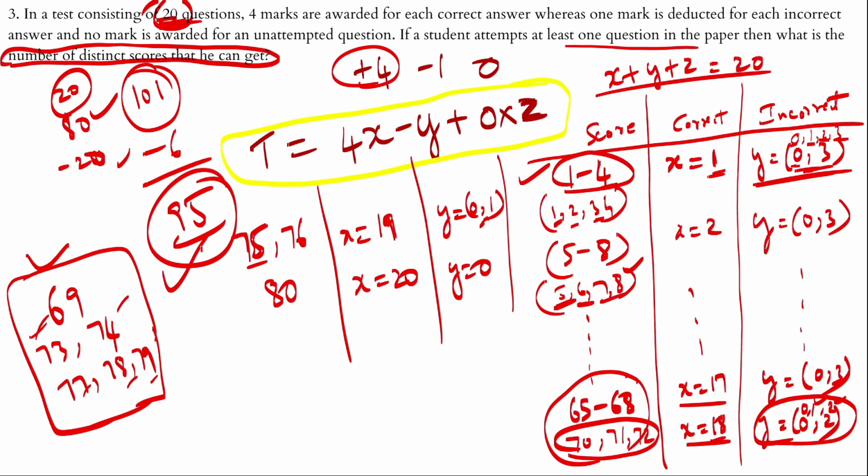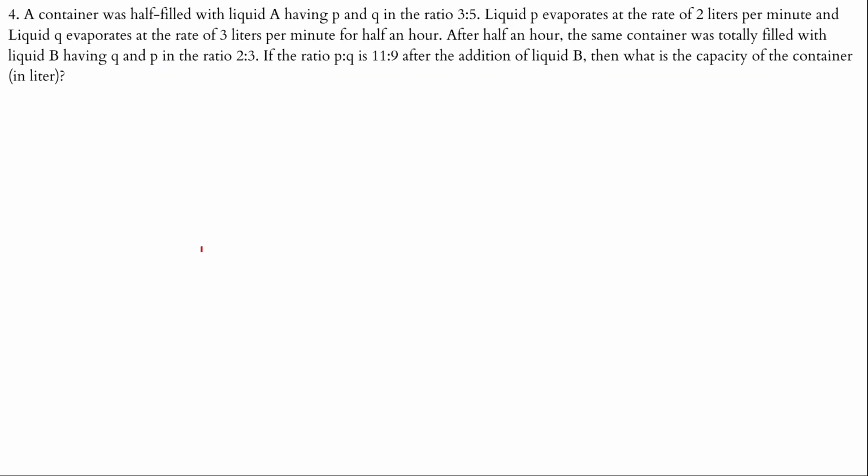So the next question: a container was half filled with the liquid A having P and Q in the ratio 3:5. Liquid P evaporates at the rate of 2 liters per minute and liquid Q evaporates at the rate of 3 liters per minute for half an hour. After half an hour, the same container was totally filled with liquid B having Q and P in the ratio 2:3. If the ratio P to Q is 11:9 after the addition of liquid B, then what is the capacity of the container in liters?